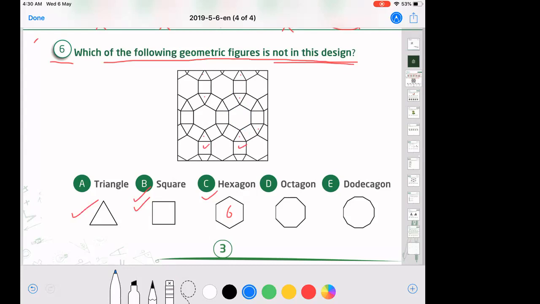Here, if you count these sides, you will find the same number. So this is also included in our design, but the octagon is not in our design. So all of them we can find, but the octagon, no. So the right answer is letter D.